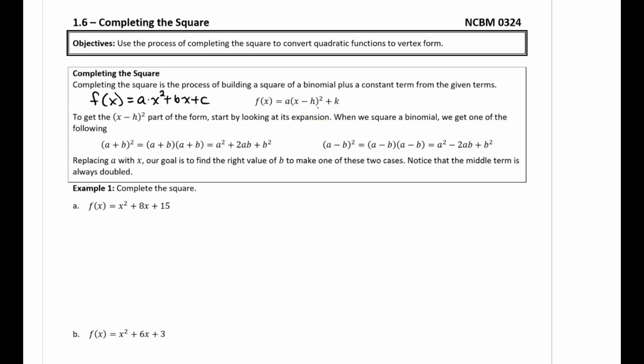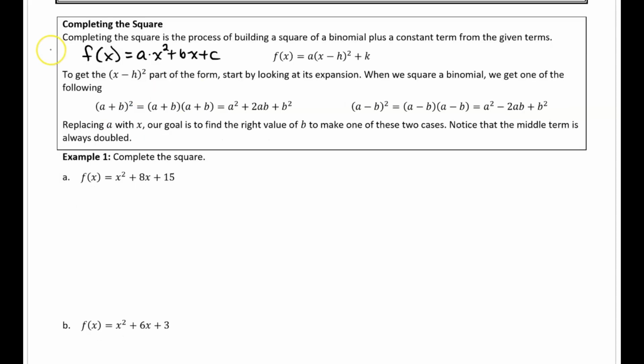So how are we going to start this process then? Well, we're going to concentrate on that squaring part. We want this somewhere in our function here. Let's talk a little more exactly about what this means.